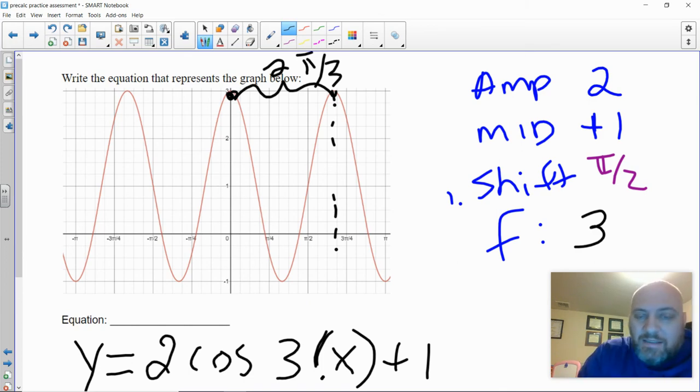If it starts and ends at a nice point, it might be an easier way to find the frequency, the b value. But you can always just count the curves within a distance of 2 pi. That concludes part 1.